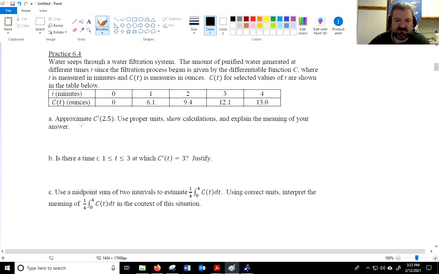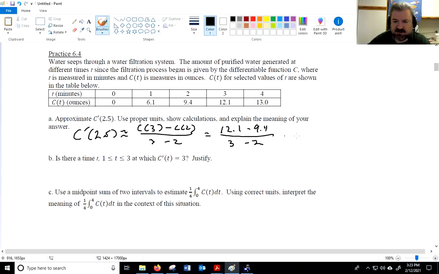Okay, so to approximate c prime at 2.5, the derivative of c at 2.5 is going to be best approximated by using values at 2 and 3. So we'll say c of 3 minus c of 2 all over 3 minus 2. So that's equal to 12.1 minus 9.4 over 3 minus 2. And the units there are going to be ounces per minute. Okay, so what is the meaning of that answer?